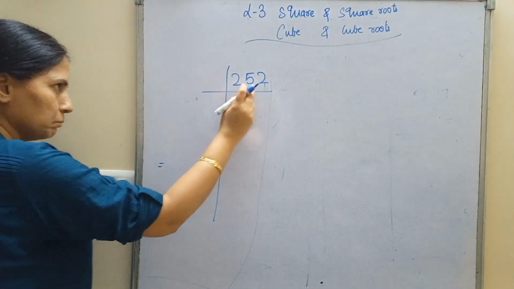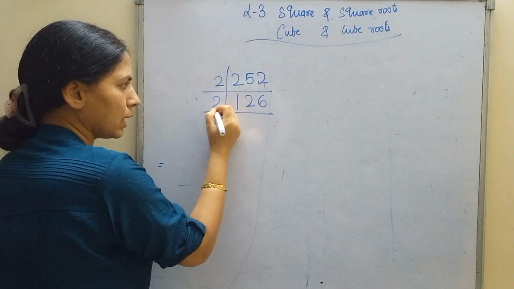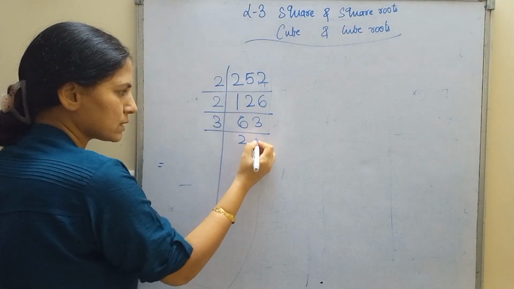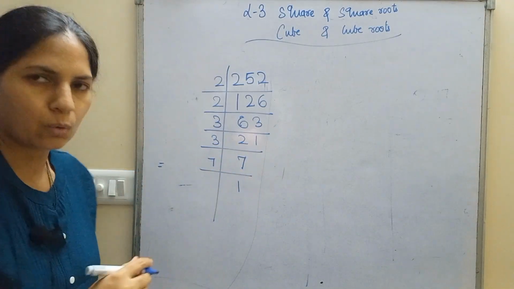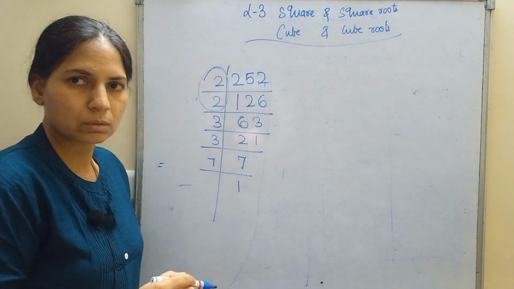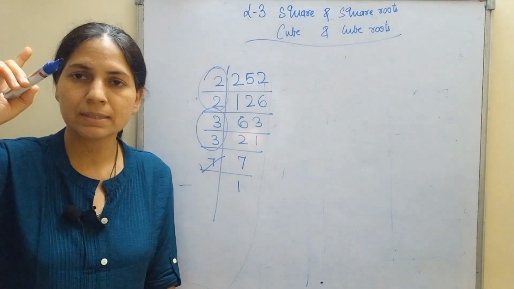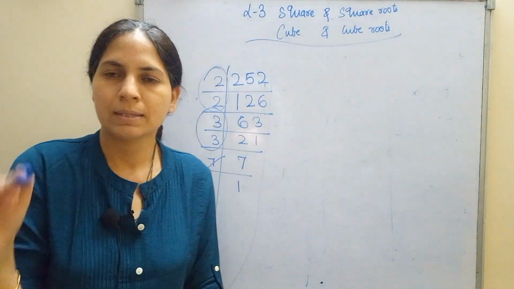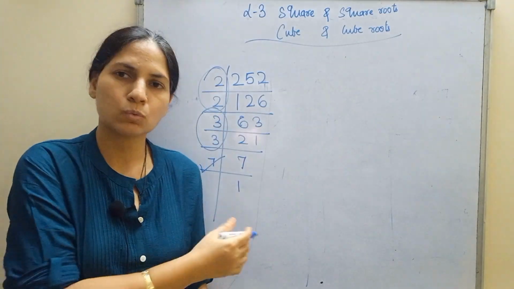Okay. 252 is a multiple of 2. 2 1s are 2, 2 2s are 4, 2 6s are 12. Again, 2 6s are 12, 2 3s are 6. 63, 3 2s are 6, 3 1s are 3. 3 7s are 21, 7 1s are 7. Now, when you derive these prime factors, look, there is a pair of 2. There is a pair of 3, but there is no pair of 7. 7 is the lonely number here. When you find any factor which is alone, which is not forming a pair, that means it is not a perfect square. This is the method which school people teach you.